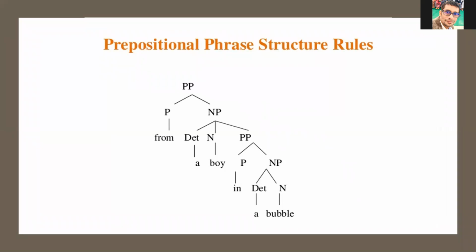Prepositional phrase structure rules. You can see prepositional phrases can be formed in this way, which I have already shown in this tree diagram. Look at that example. From a boy in a bubble. You can see in all the chunks of this phrase, there is a preposition, that is from, then a boy is a noun phrase, then in a bubble is a prepositional phrase. So noun phrase plus prepositional phrase means noun phrase. So from a boy in a bubble is basically a prepositional phrase.